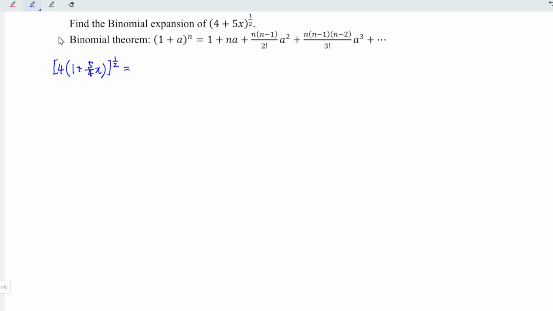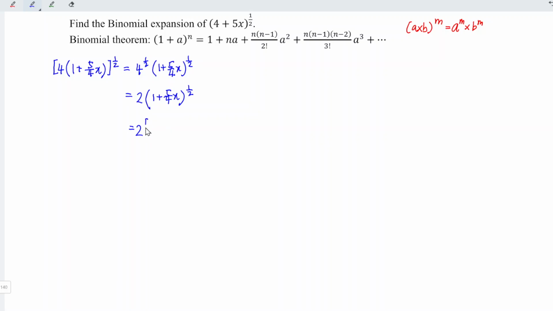By using the law of indices, if we have a times b to the power of m, this is equivalent to a to the power of m times b to the power of m. So for this case, we have 4 to the power of 1 over 2 times 1 plus 5 over 4x to the power of 1 over 2. And we know that the power of 1 over 2 is simply square root. Square root of 4 is equal to 2. And we times 1 plus 5 over 4x to the power of 1 over 2. So this is equal to 2 times, and this can be expressed by using the binomial theorem.